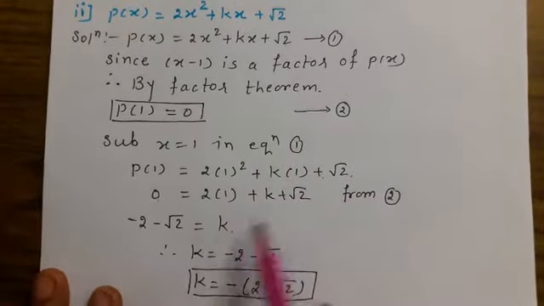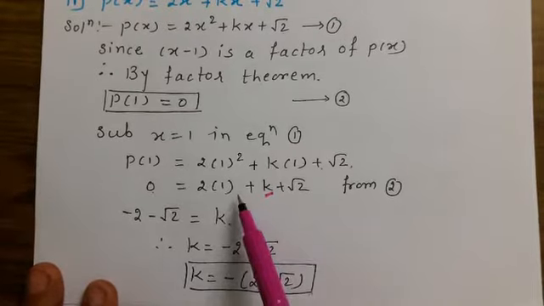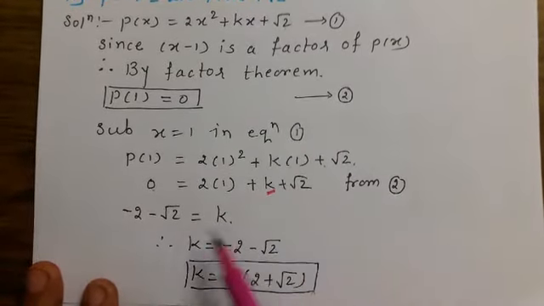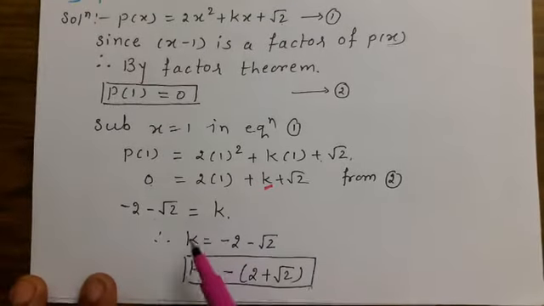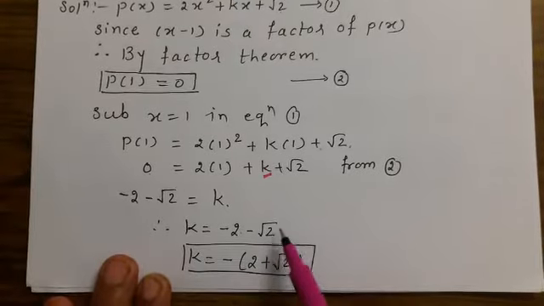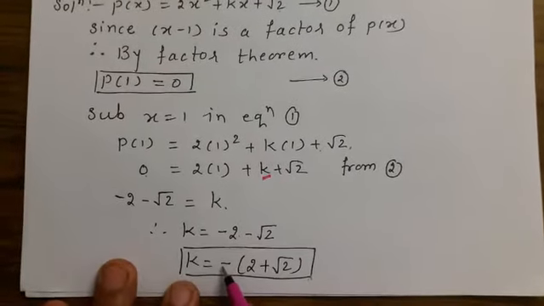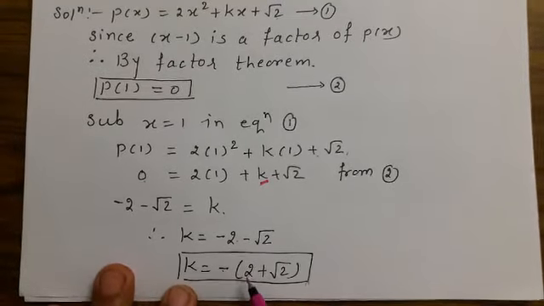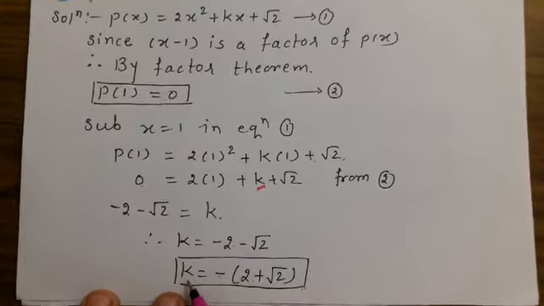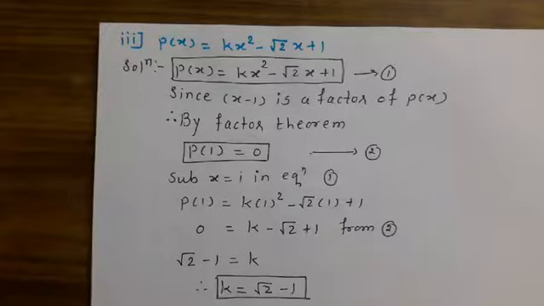So what do we have to find? The value of k, which means we don't want the 2. We shift it to the left-hand side, that is minus 2, and plus root 2 becomes minus root 2. So k is equal to minus 2 minus root 2. Now both numbers have the minus sign, so we take the minus sign outside, and in the bracket we write 2 plus root 2. So the value of k we got is minus, in the bracket, 2 plus root 2.